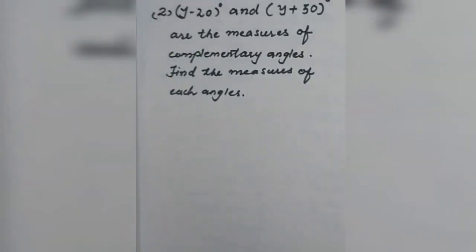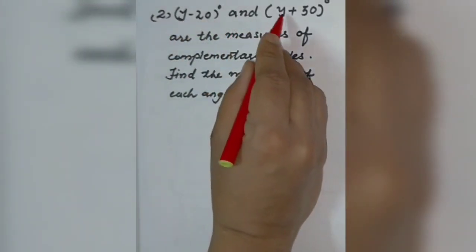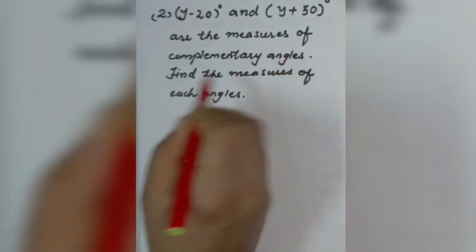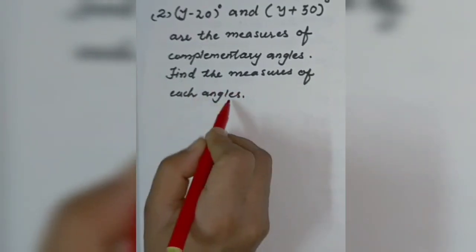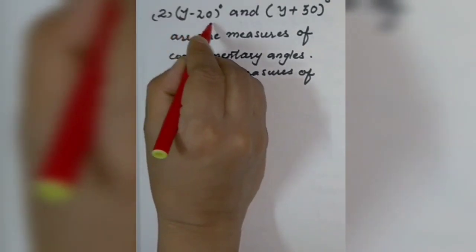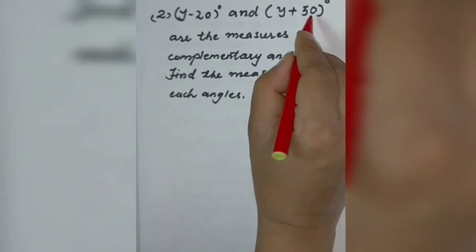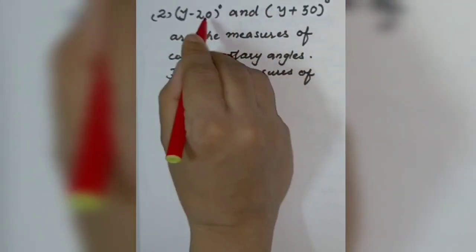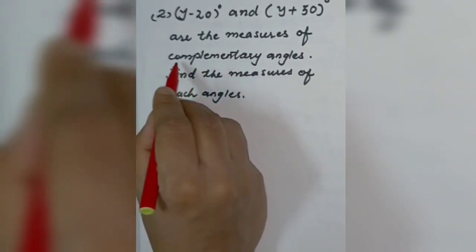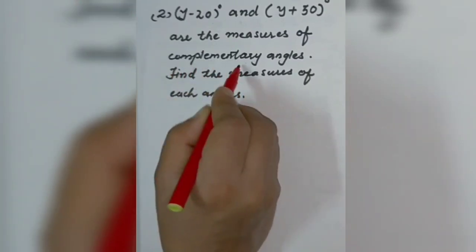Second question. y minus 20 degrees and y plus 30 degrees are the measures of complementary angles. Find the measures of each angle. Okay. Now here the measures of the angles are given in this way, y minus 20 and y plus 30 degrees. It means the sum of these two angles is equal to 90 degrees. Why is it 90 degrees? Because it's a complementary angle.